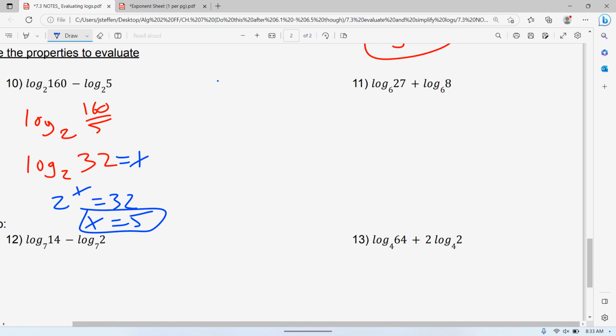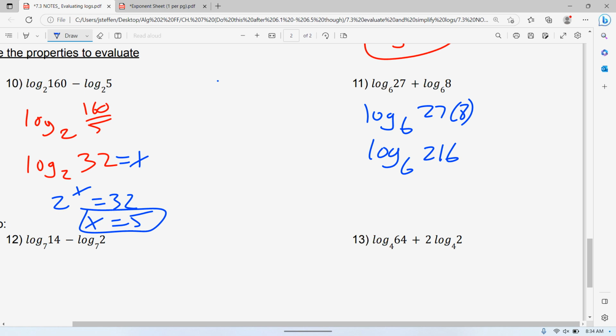Number 11, same thing. You're adding those together, which means we need to multiply. Which means we need to take 27 multiplied by 8. So log base 6 of 27 times 8. Again, you can skip that step if you want to. That's fine. It's 216.